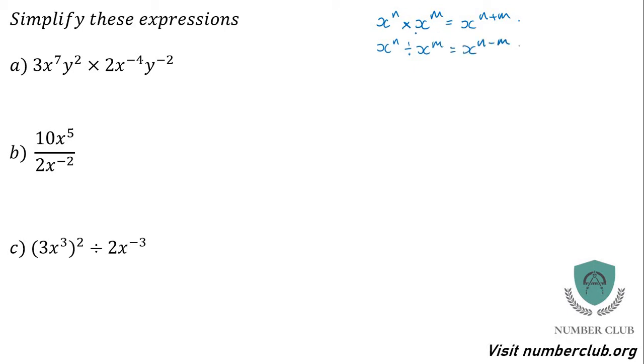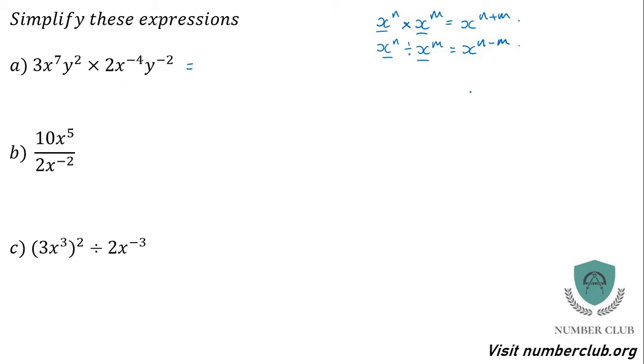So the rule is if you multiply, add the powers; if you're dividing, subtract the powers, provided that your base number is exactly the same. If this was an x and this was a y, there wouldn't be anything you could do with it. You just have to write it as x to the n over y to the m. Okay, so let's get cracking with these.